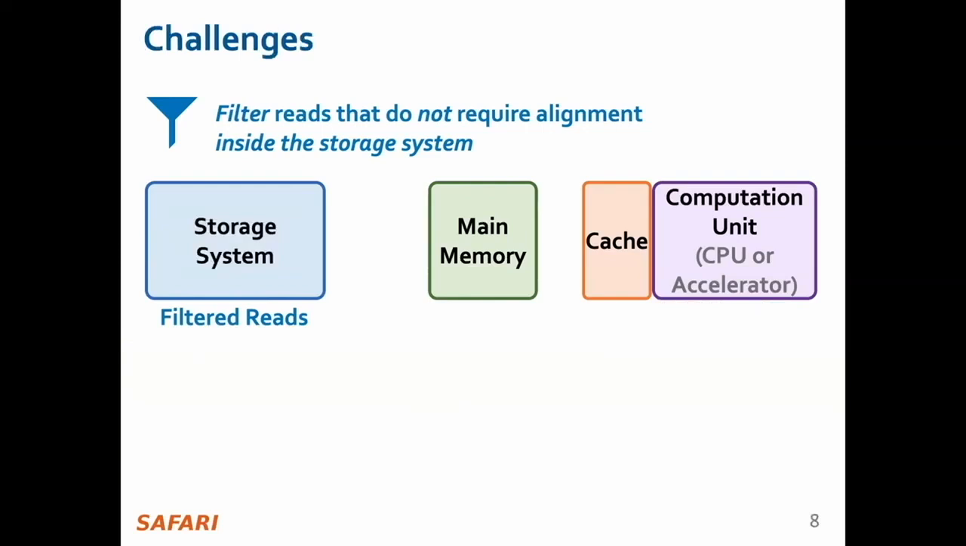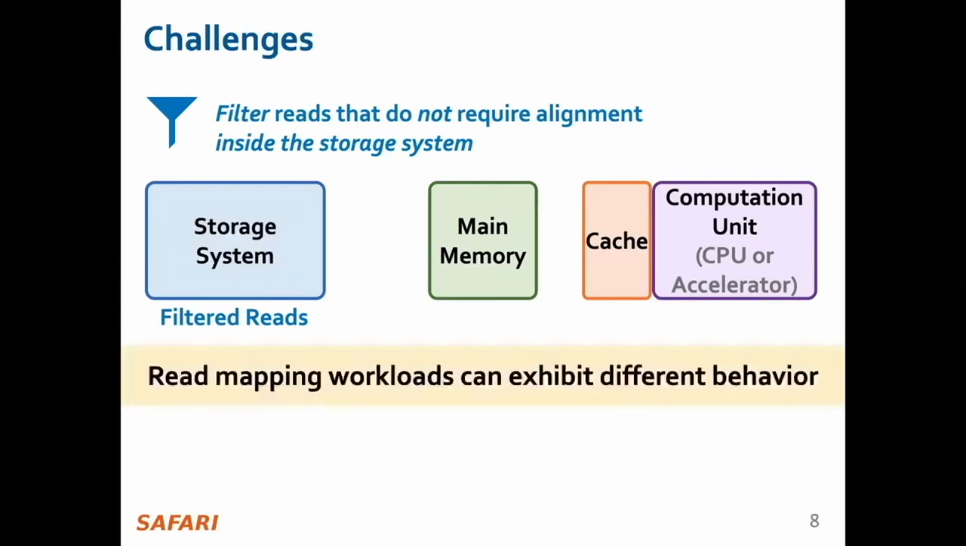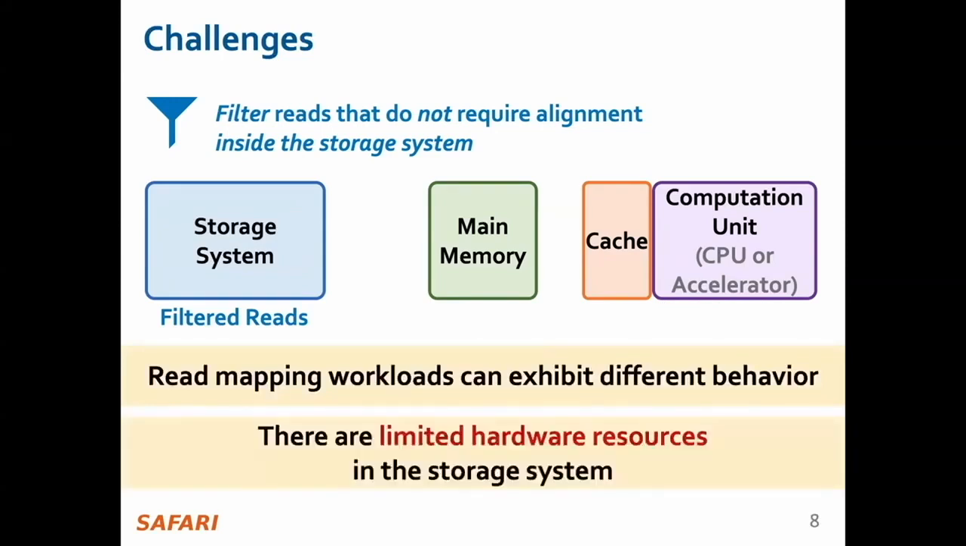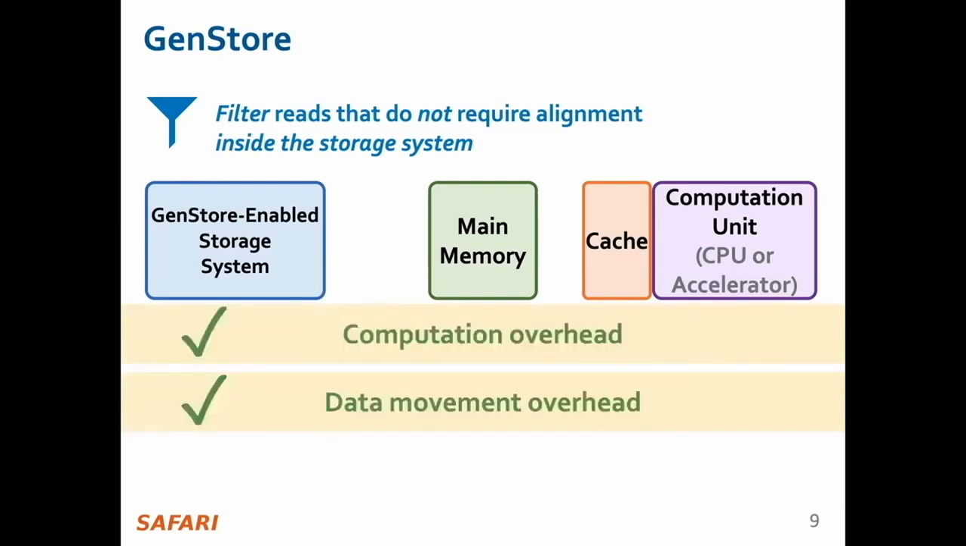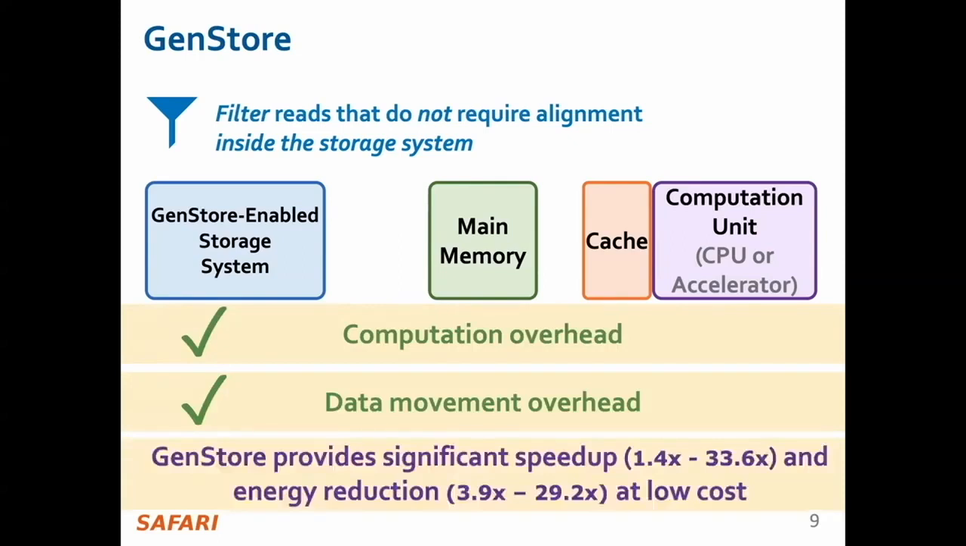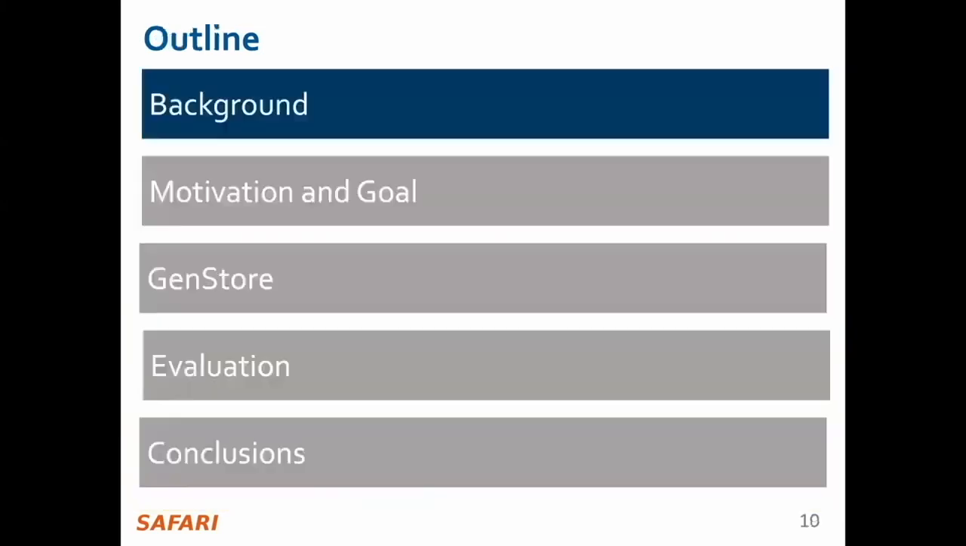However, filtering the reads in a modern SSD can be challenging because read mapping can exhibit different behavior across different read mapping workloads and different input data sets. And there are limited hardware resources available in the SSD. So by addressing these challenges, we propose GenStore, which is the first in-storage processing system for genome sequence analysis, to reduce both the computation overhead of read mapping and address the data movement overhead from storage. GenStore provides high performance and energy benefits compared to state-of-the-art hardware and software baselines at low area cost.